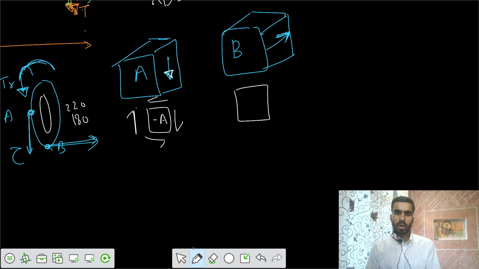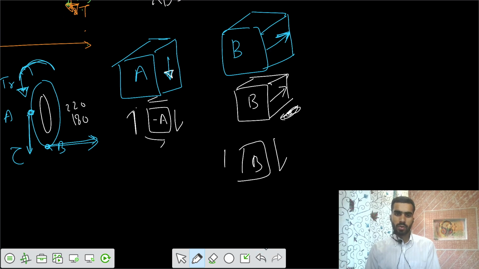And for B, this is also negative, because your arrow is opposite. The arrow is in this way, that's the minus z direction. So tau B is negative. So tau direct for A and B is negative.